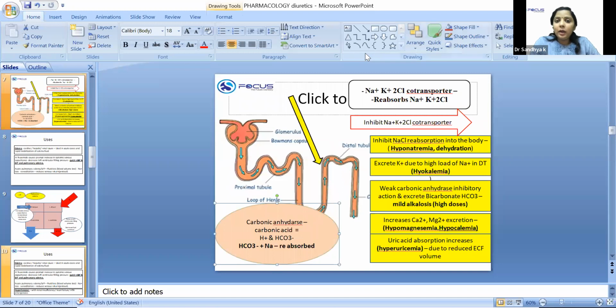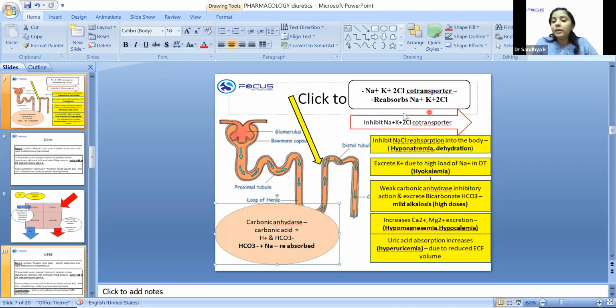You can see a yellow arrow. The yellow arrow is a site where furosemide is acting. In the previous slide, we have seen that there is a particle here called the sodium potassium chloride co-transporter, which is reabsorbing sodium and chloride back into the body. The action of furosemide is to inhibit this sodium potassium chloride co-transporter.